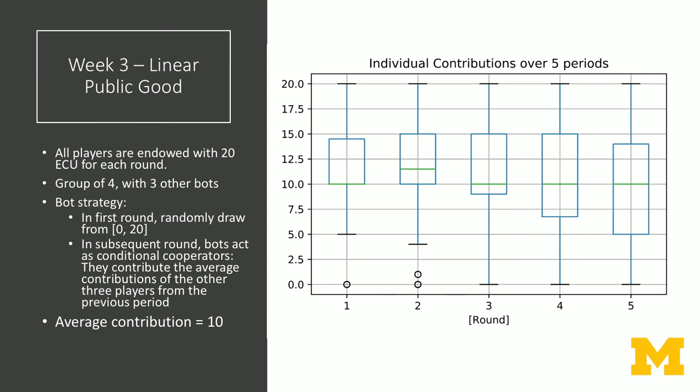What you see here are box and whisker plots, and the green bar is the median contribution. In the first round, it's 10, and it goes up a little bit in the second round and moves back to 10 in rounds 3 to 5. Overall, the average contribution, especially in the later rounds, is about 10. But again, there's a fair range of contributions. There are some people contributing all 20 tokens, and some people who free ride and contribute 0.